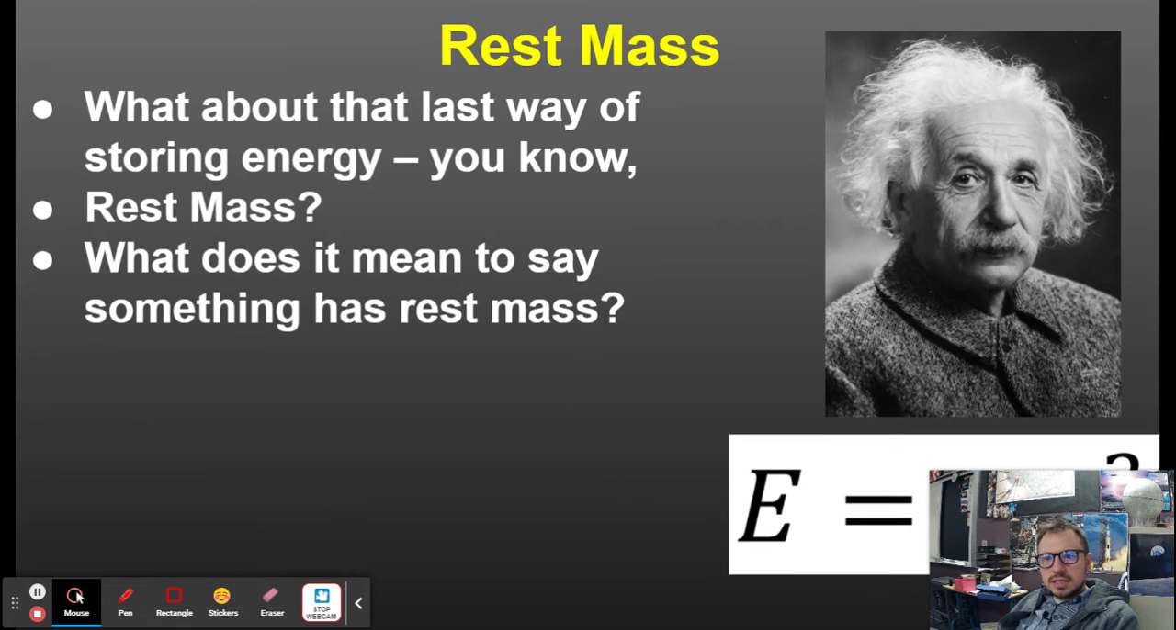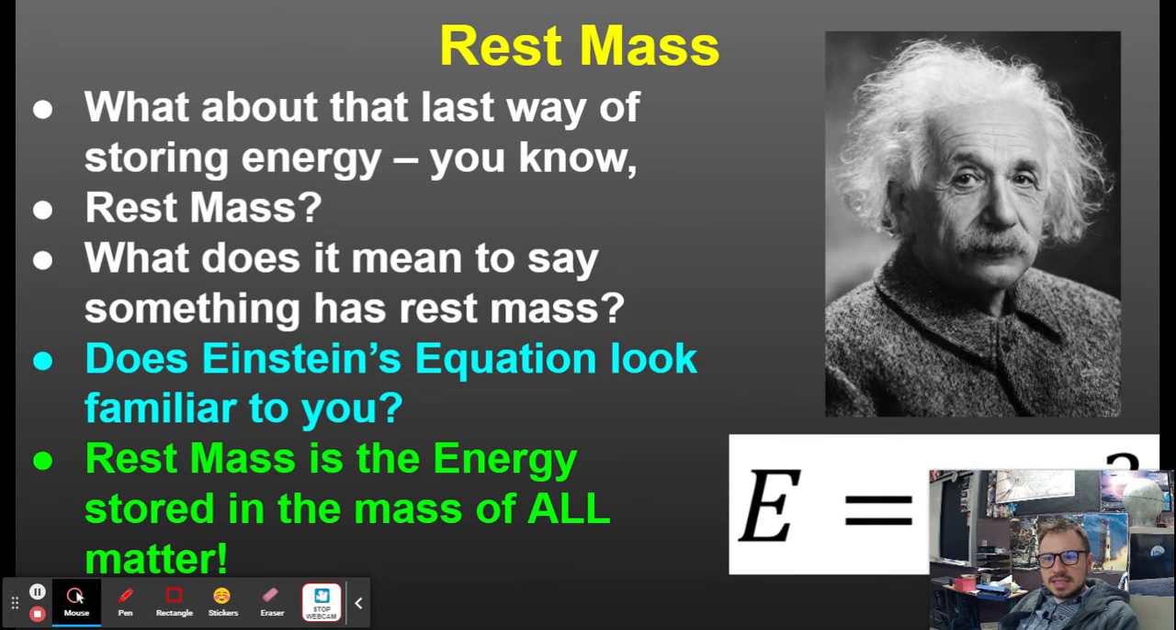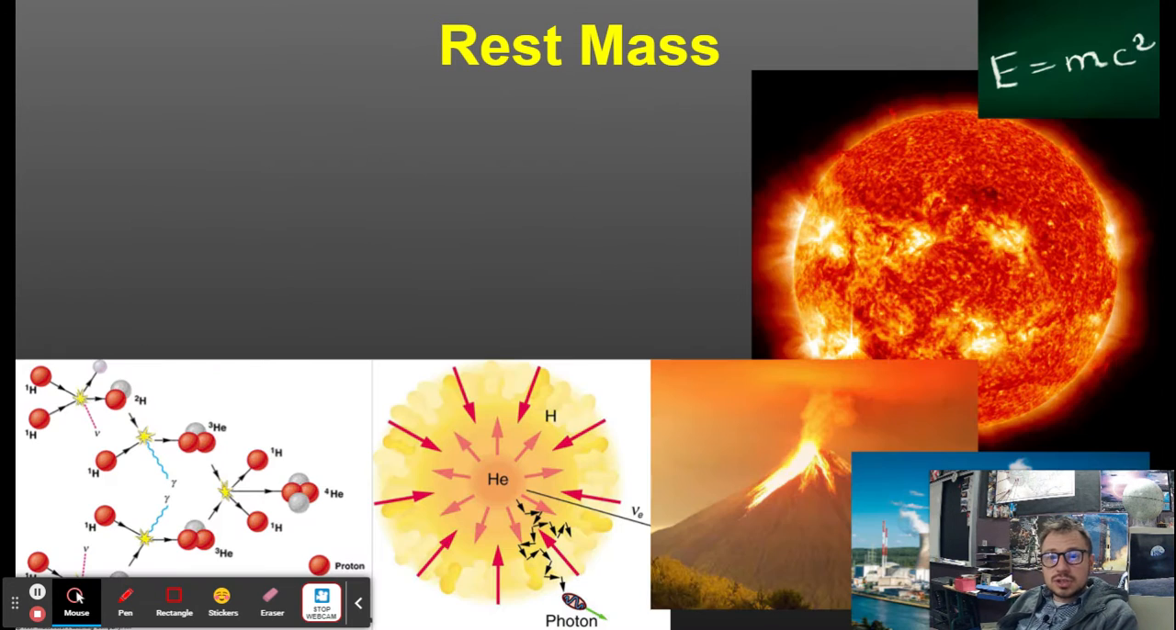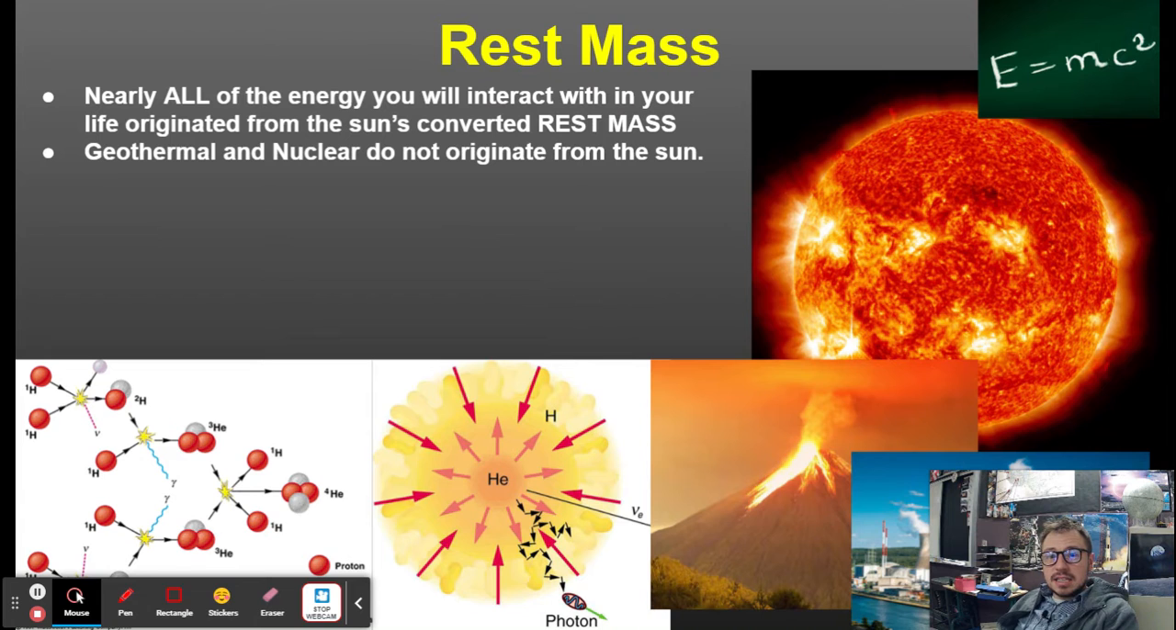Well, that brings us to rest mass, right? Rest mass is the energy stored in the mass of all matter. And you can see Einstein's famous equation, E equals mc squared. That's the energy stored in mass. Mass, like matter, is energy. Energy is matter. That's what Einstein said. They're interchangeable, right? Matter is a form of energy, and there's a lot of energy stored in rest mass, and that's like nuclear energy, right? The energy that we get.